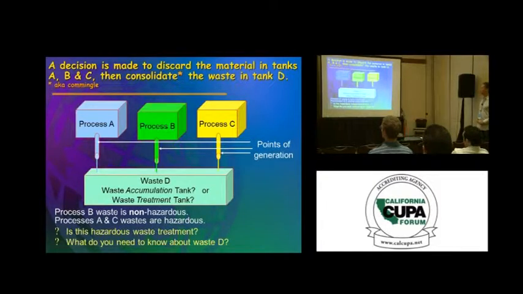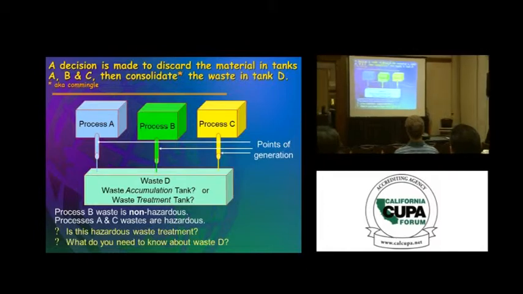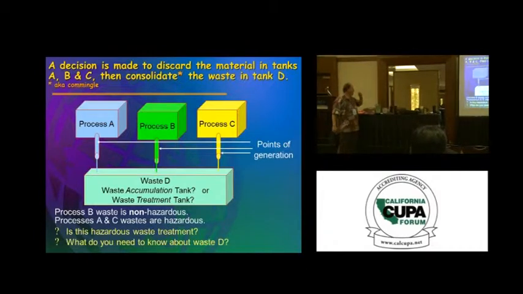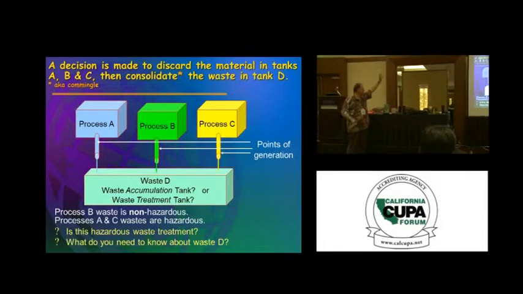All right, so here's an example. This is the multimedia portion of the program. You have three process tanks, three different processes, A, B, and C. Process A generates a hazardous waste stream. Process C generates a hazardous waste stream. Process B generates a diluted non-hazardous waste stream. And the facility says, okay, I have this tank here, my D tank, that's just my holding tank, for it to go off to my waste treatment system.